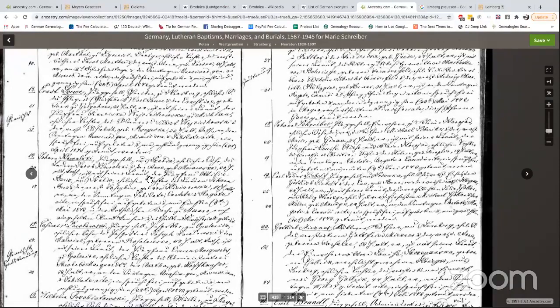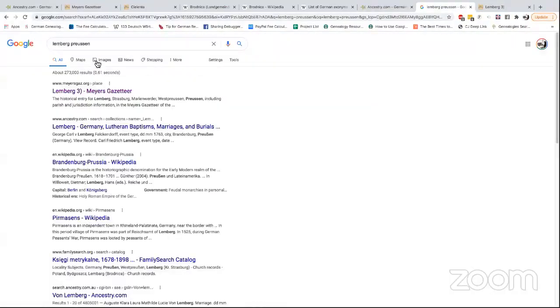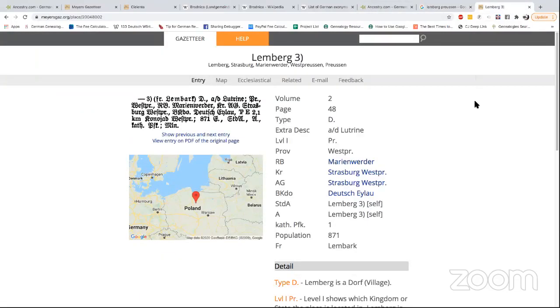And so I typed into Google Lemberg, Preußen, because like I said, this handwriting was a little weird, so I wasn't confident about the town itself, and I wanted to make sure this really existed. So I typed in Lemberg, Preußen, which is Lemberg, Prussia, and I got an entry from Meyer's Gazetteer, in Strasbourg, Marienwerder, exactly where our record is from. So I clicked on that, and this is where I had my breakthrough.